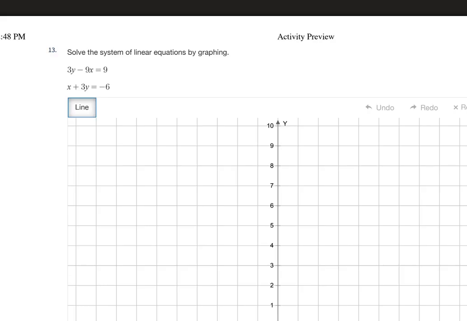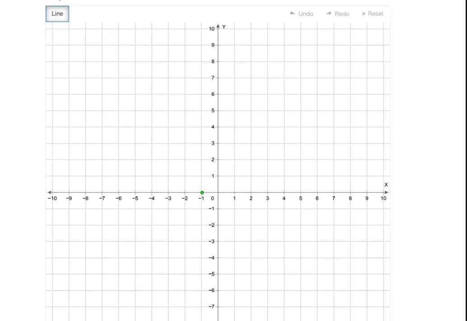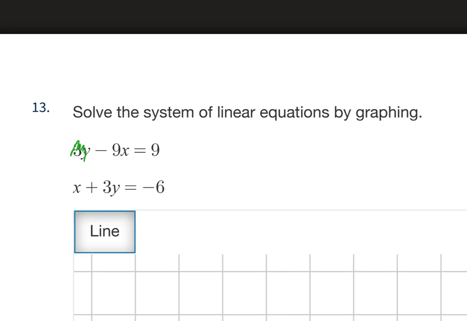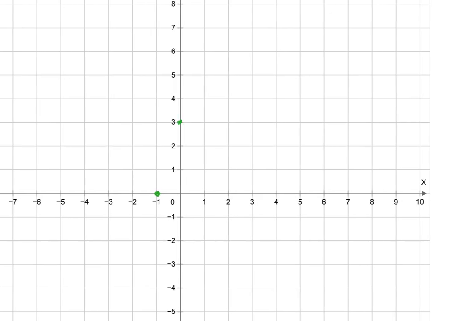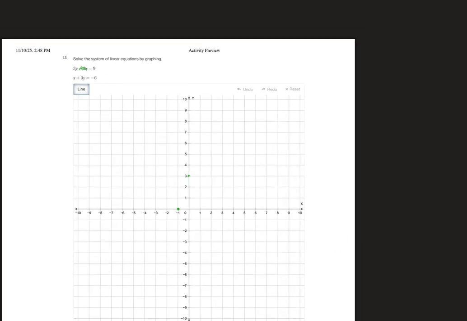Solve by graphing. Our x-intercept is negative 1. Our y-intercept is 3. So clearly the slope is 3, so we'll go up 3 over 1, up 3 over 1. Just like that.